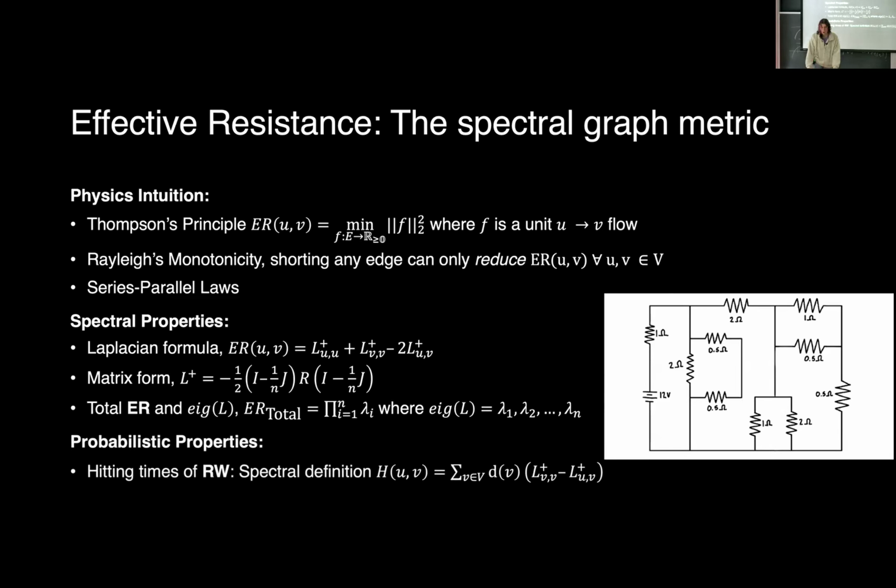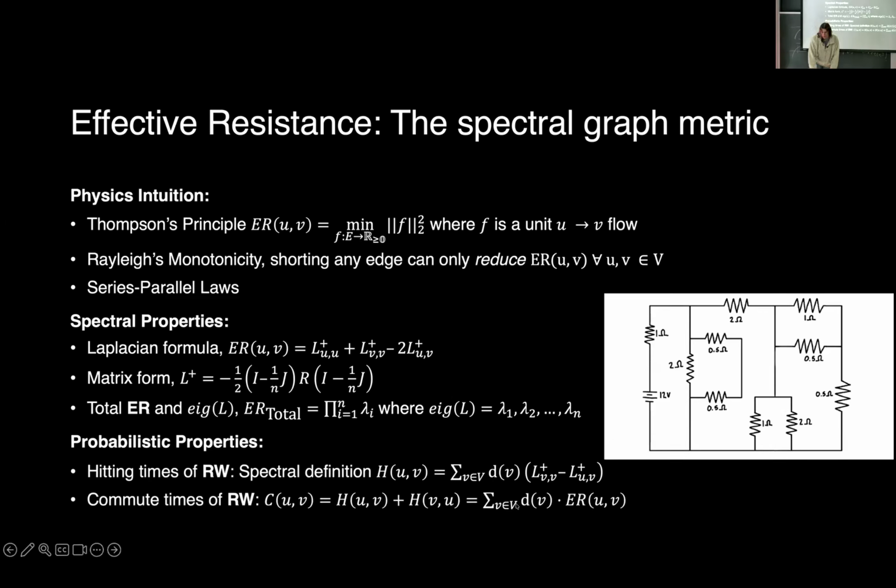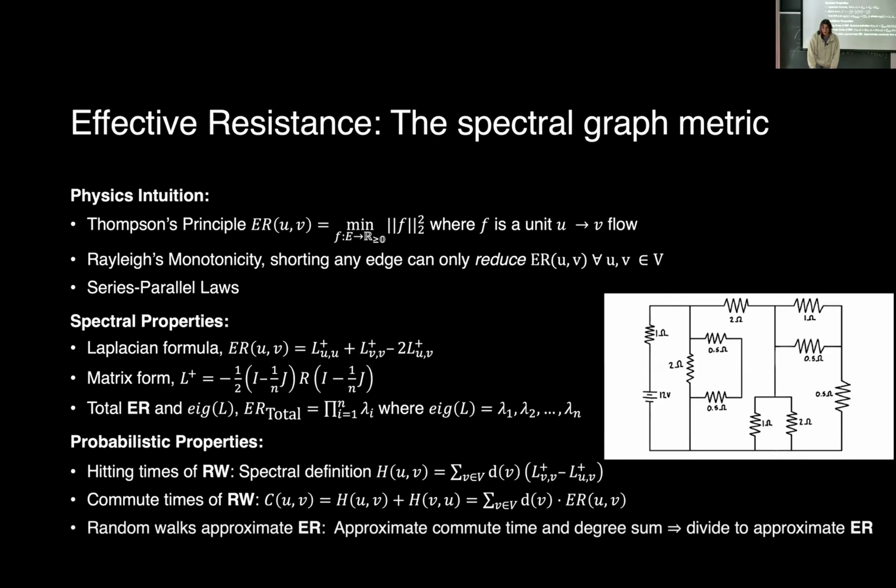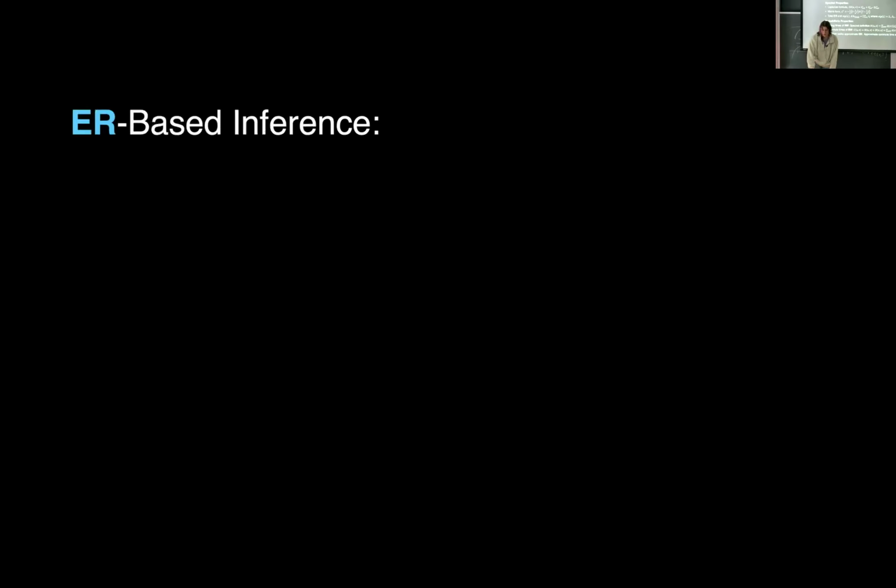So we also get probabilistic properties. This is how it relates to random walks. Hitting times are given by this Laplacian pseudo-inverse formula as well, which means that the commute time, the expected number of steps it takes to go from U to V and back to U, can be written as the volume of the graph, the sum of all degrees, times the effective resistance between U and V. So we can approximate the effective resistance between any two vertices by doing random walks to approximate commute time and approximate the degree sum. I divide those, and I approximate the effective resistance.